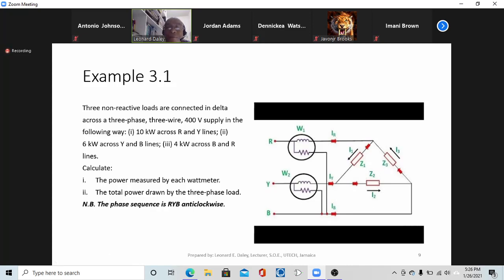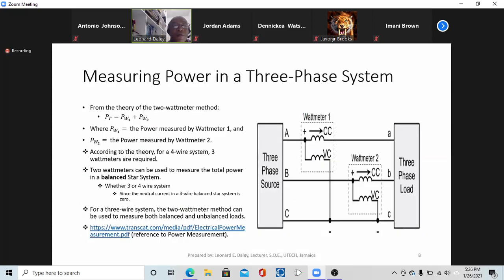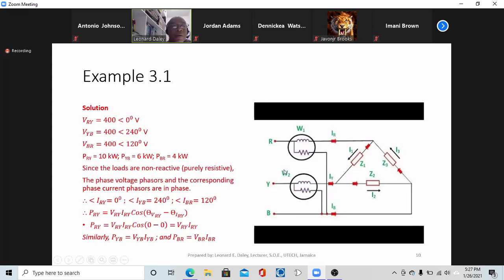All right. So I will go through this solution and then I will give you a chance to do some practice on your own. All right, so it's a delta connected system and the supply voltage is 400 volts. 400 volts, right? So VRY, since this sequence is red, yellow, blue, anti-clockwise, VRY then will become our reference phasor.